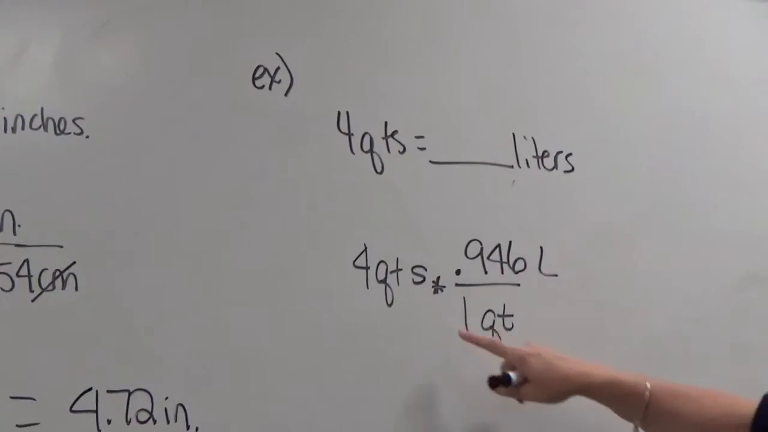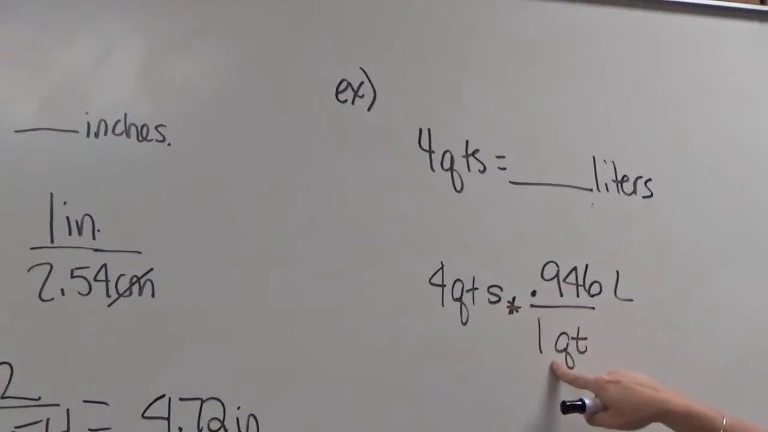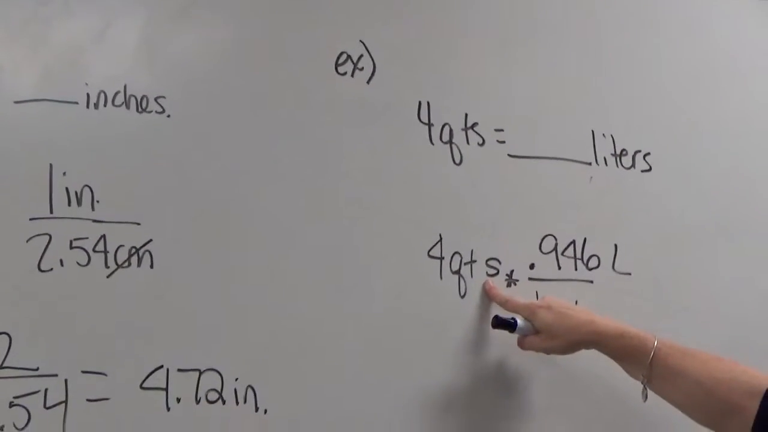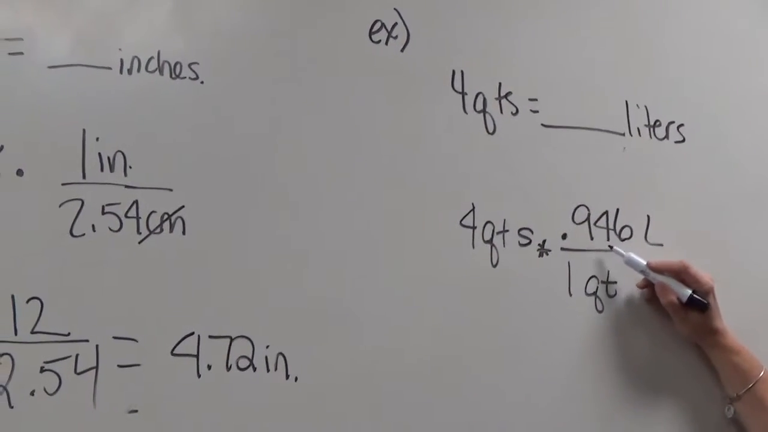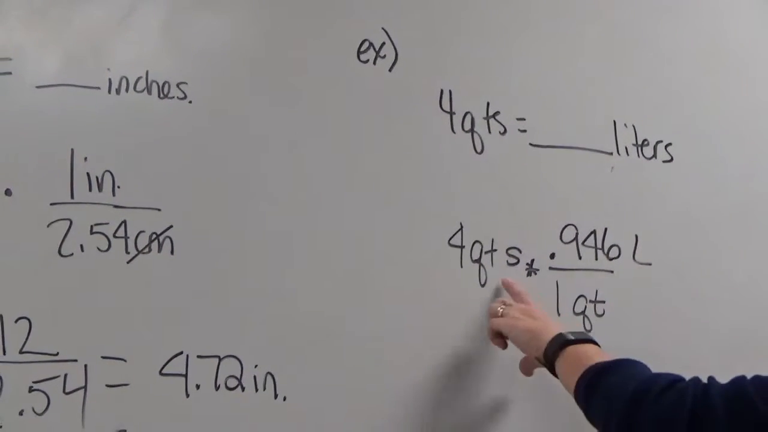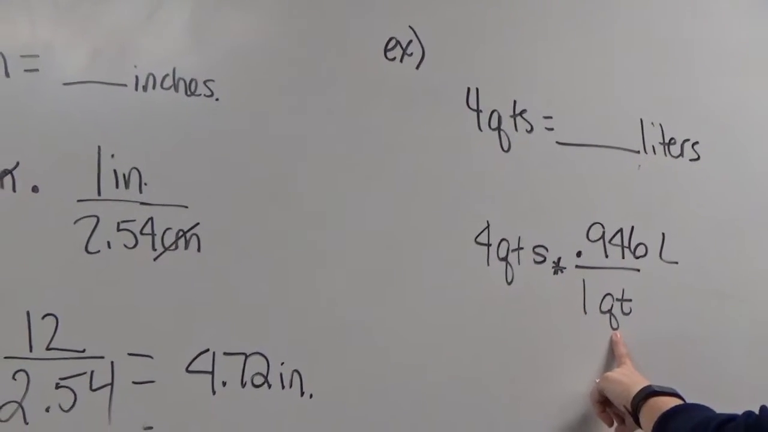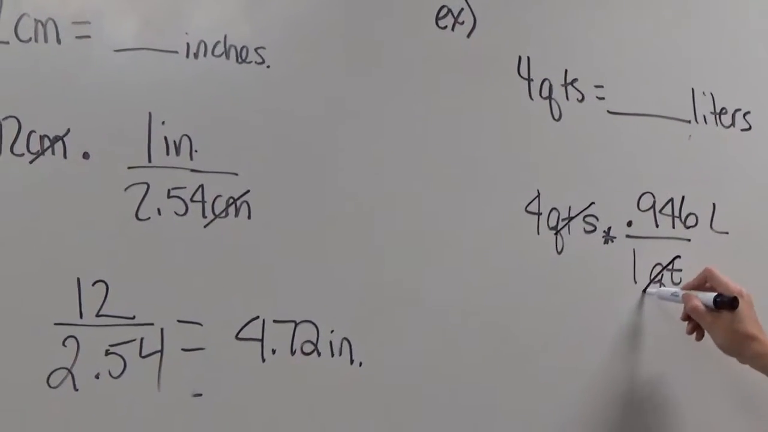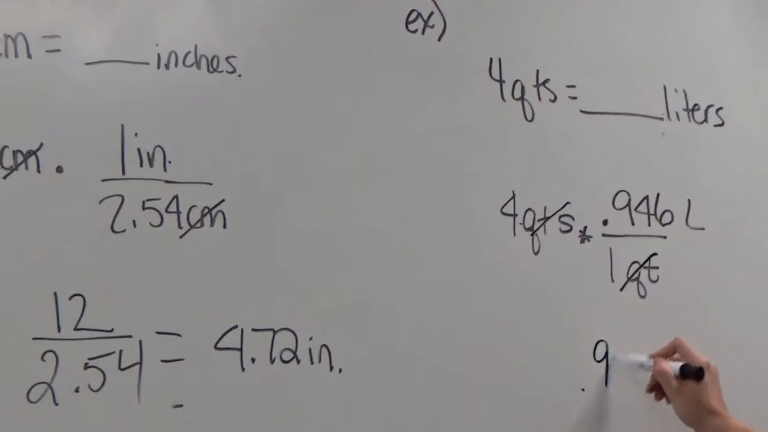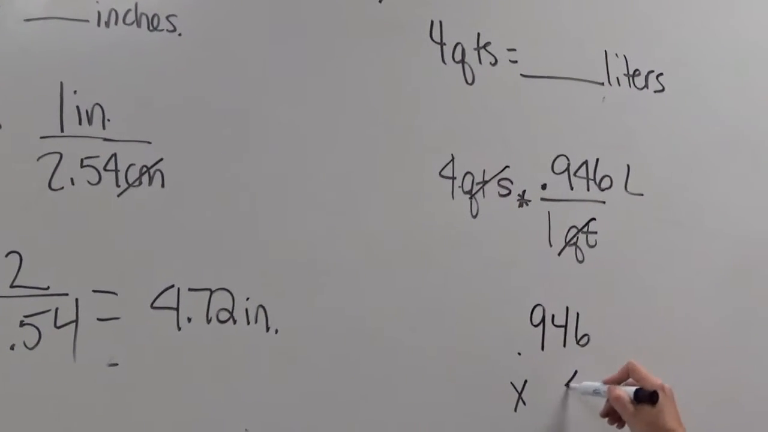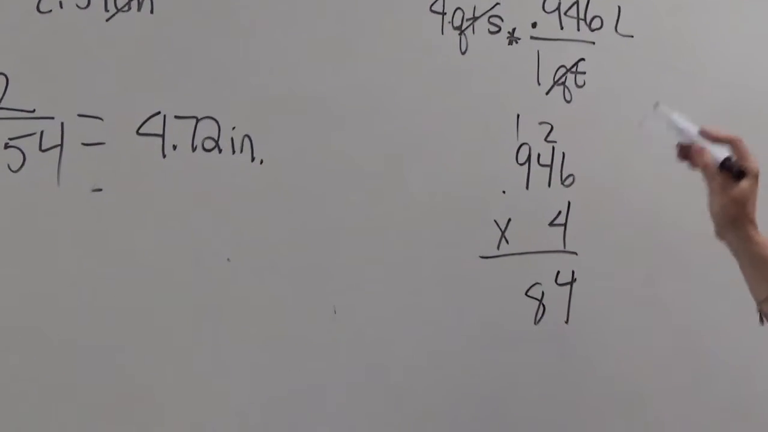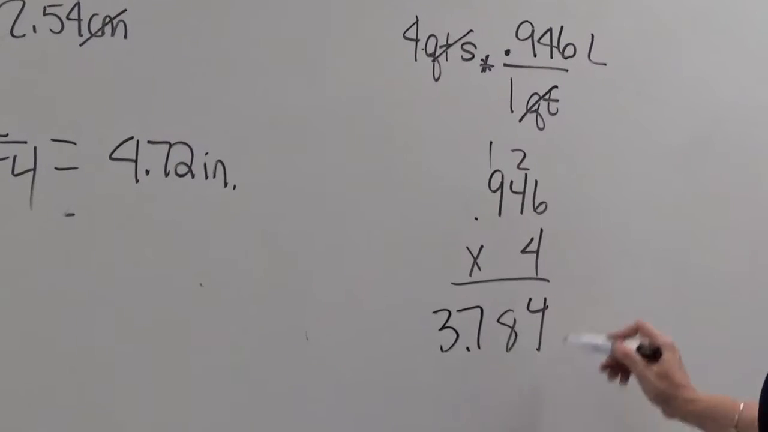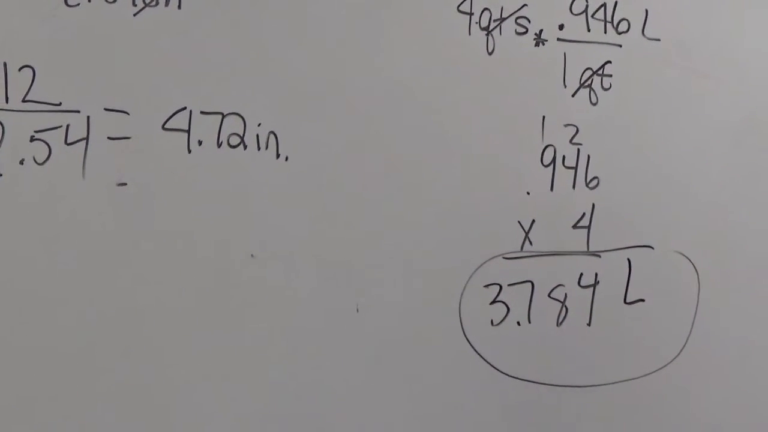Now we're going to do 4 quarts to liters. Anytime we do this, we always want to cancel out. If we're changing quarts to liters, the conversions in your book will tell you that 1 quart is 0.946 liters, but I have to make sure I put quarts on the top and quarts on the bottom so those will cancel. Then I'll get 4 times 0.946 liters, and if I do that out, I'm going to get 3.784 liters.